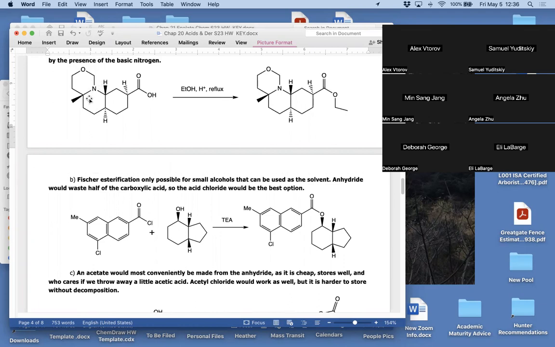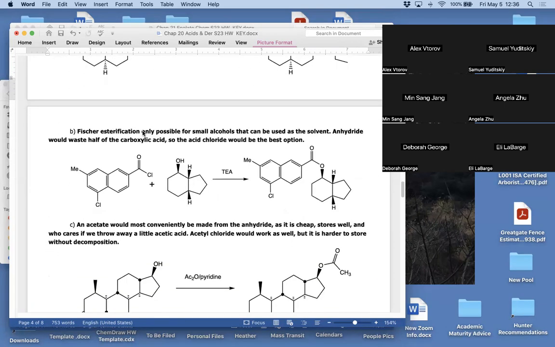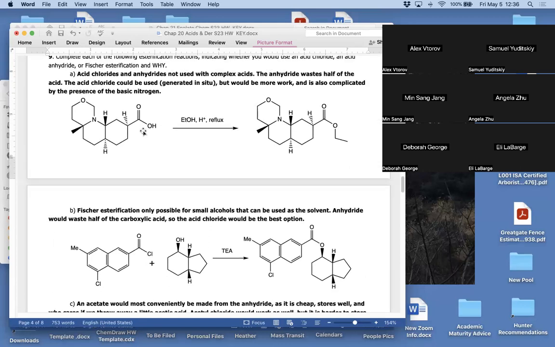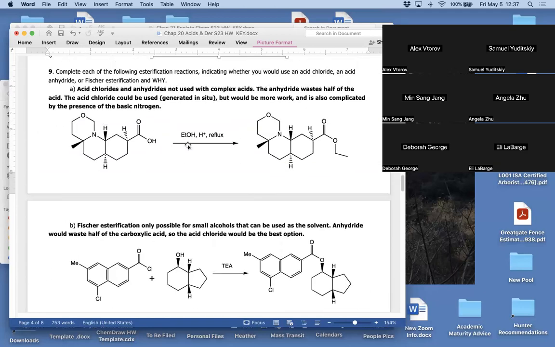You have a basic nitrogen in there, which may cause trouble if you try to make the acid chloride out of this or anhydride. So here, to avoid any stability problems with an acid chloride or anhydride, you just use a Fischer esterification.